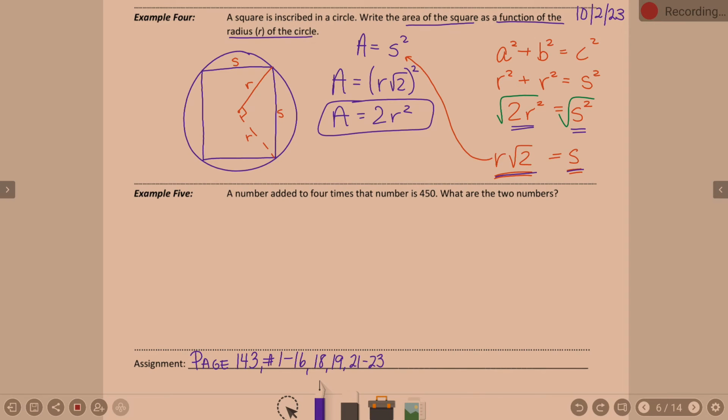Okay, so if you want to find the area of a square that's inscribed in a circle, you can do 2 times the radius squared. You don't have to know the length of the side of the square. You just have to know the radius.